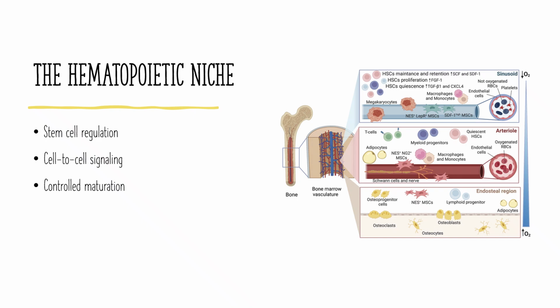Another key point, maturation is controlled spatially. Certain signals are stronger near sinusoids, others near bone surfaces. So location inside marrow literally influences cell fate. So when we talk about controlled maturation, we are really talking about a regulated ecosystem, and disease frequently begins when that ecosystem breaks down.